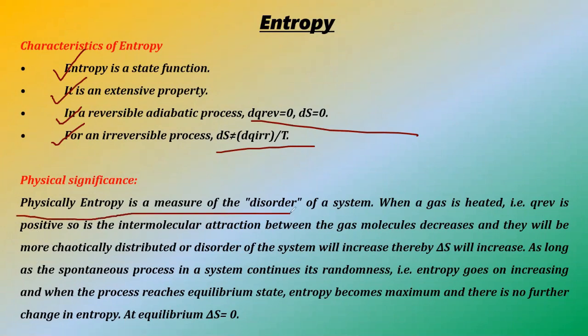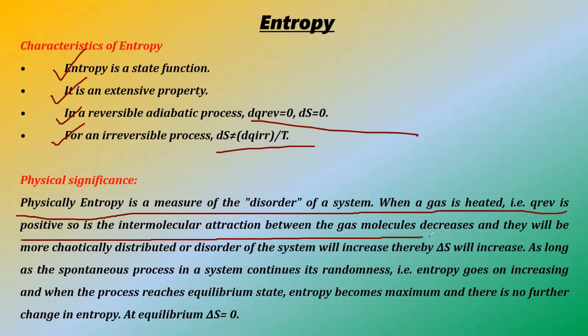Physically, entropy is a measure of disorderliness of a system. Yes, we have discovered that when a gas is heated, the Q reversible is positive, so the intermolecular attraction between the gas molecules decreases and they will be more chaotically distributed, or the disorder of the system will increase, thereby the change in entropy will increase. So whenever gas is heated, the molecules will run in different directions, which will finally lead to an increase in entropy. That is what they are saying.